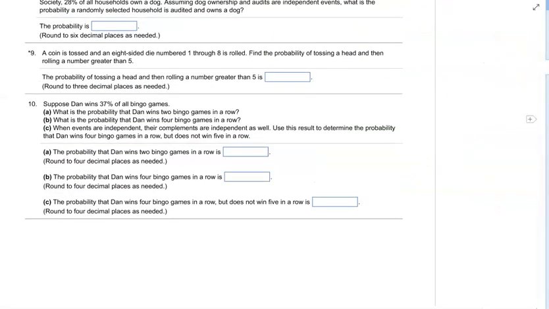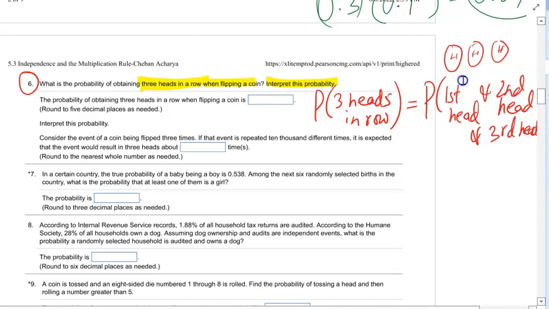Notice that getting the first head is independent of getting the second head. In other words, the probability of occurrence of the first head does not affect the probability of occurrence of the second head, and so on, it doesn't affect the probability of occurrence of the third head. Therefore, these 3 events are independent. Therefore, we multiply all these 3 probabilities. What's the probability of the first head? Half.